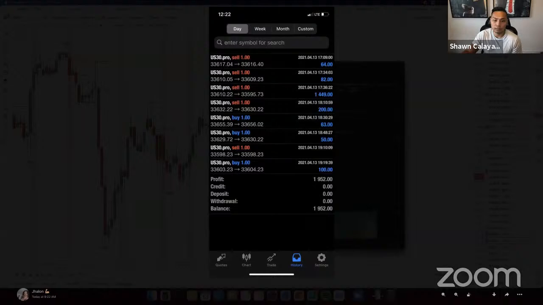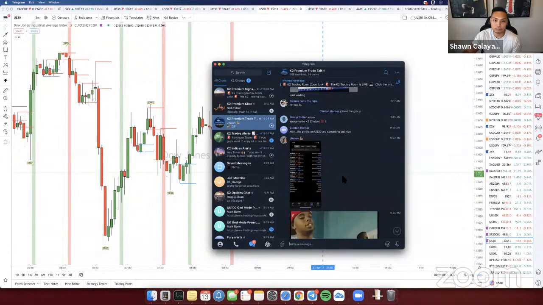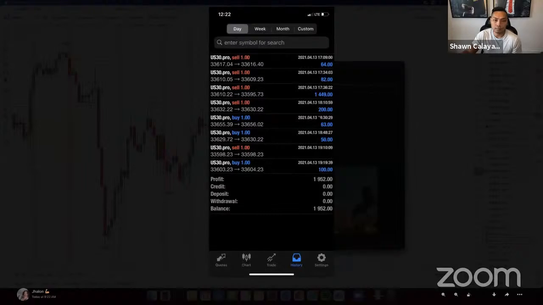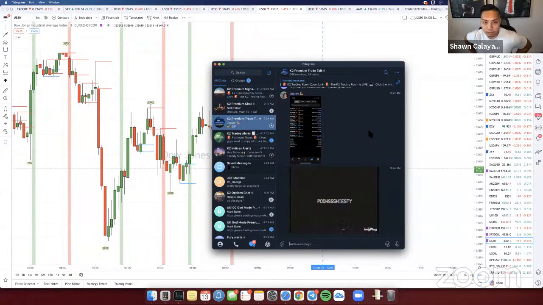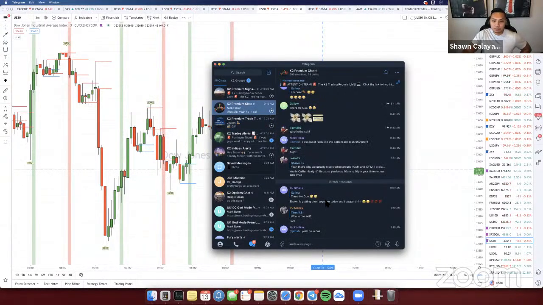Same with Jalan over here. Jalan locked in 1,952. So a lot of you guys took the trades that I called here, but you pulled out early. I held to full stop loss, so unfortunately I ended up taking the losses, but I'm glad to see you guys still locking in profit, even though I took a couple losses today, which is fine. As long as some of you guys are winning, that's all that really matters to me. I don't have to be the one that wins every time, because we've been pretty consistent.